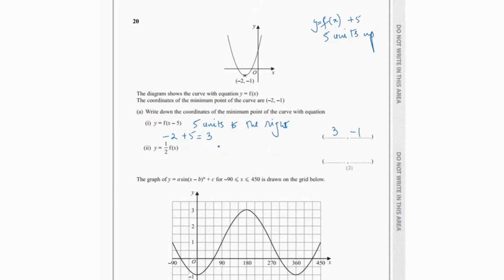Then y equals half of f of x. Now your function is being divided by 2. And since y equals f of x, that means we're dividing the y value by 2. y is negative 1. Negative 1 divided by 2 is negative 0.5. So x remains the same as negative 2. y becomes negative 0.5. Simple as that.